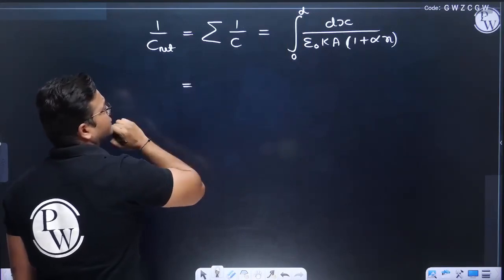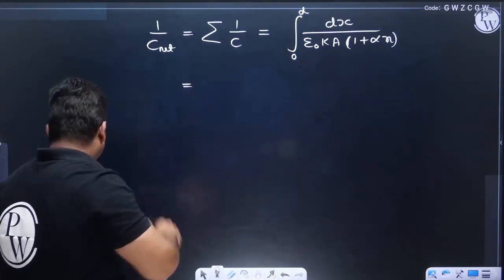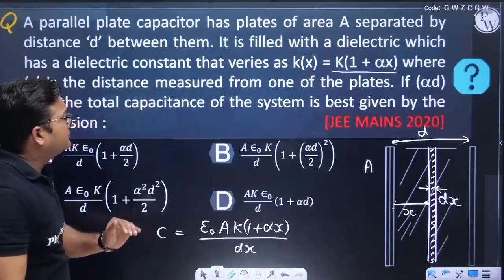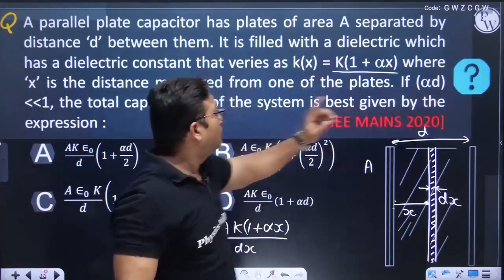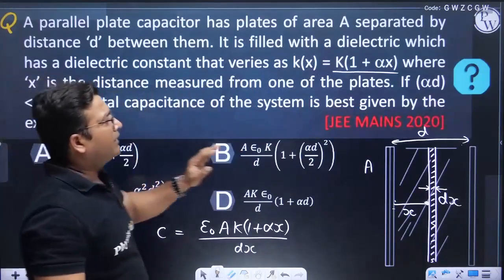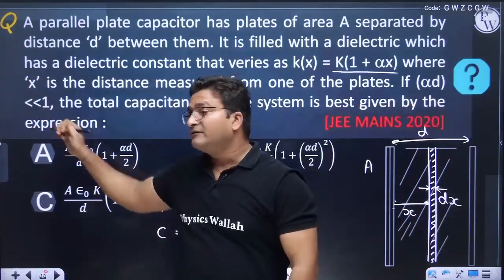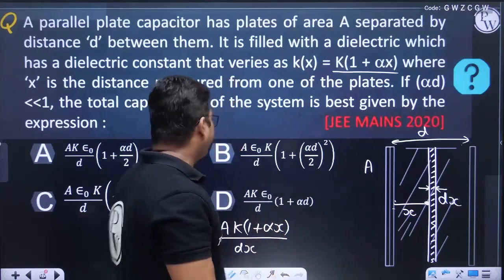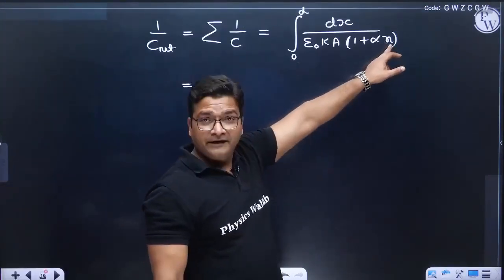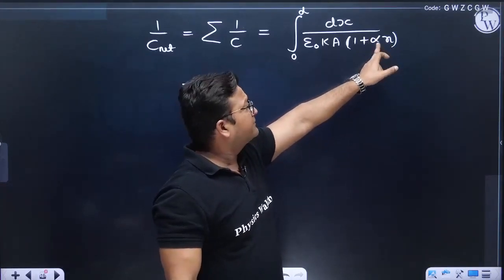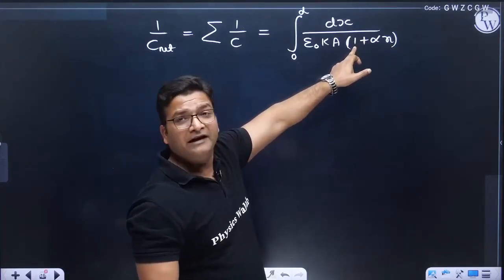Let's do some transformation. They have given you something. They have said that alpha d is very, very less than 1. So if alpha d is very, very less than 1, all x are less than d, so all alpha x is also extremely less than 1.